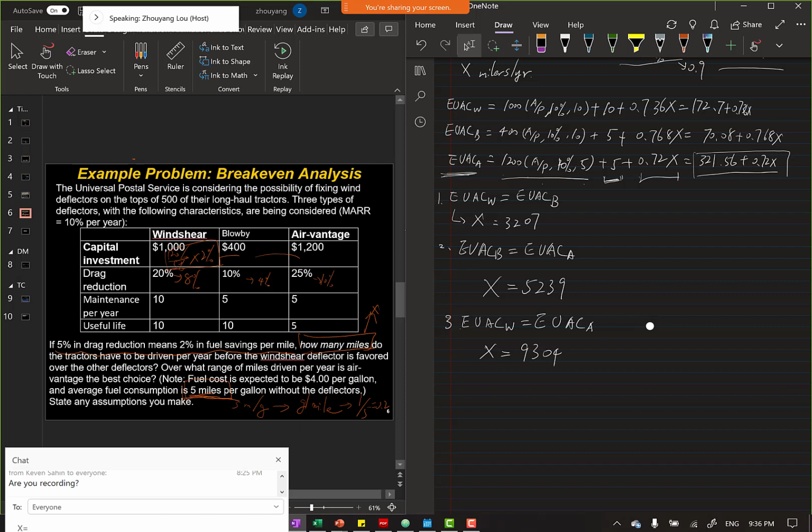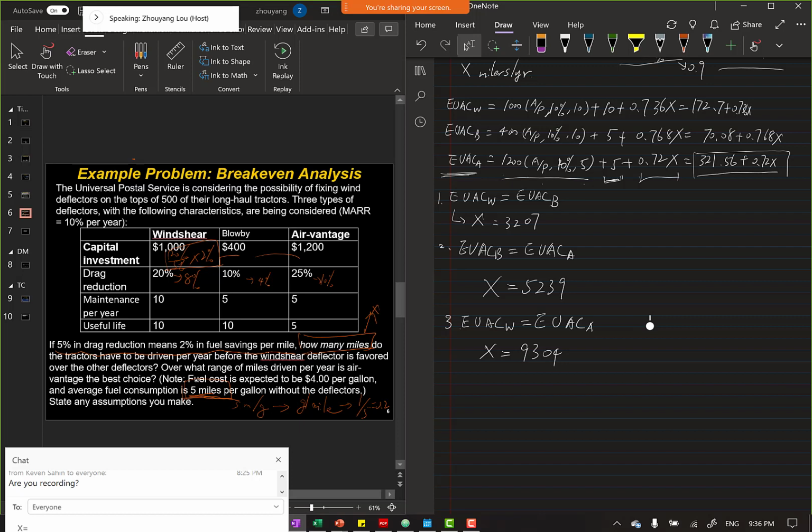So to answer this question, let us read the question again. How many miles do the tractors have to be driven per year before the wind shear deflector is favored over the other deflectors? Over what range of miles driven per year is air advantage the best choice?